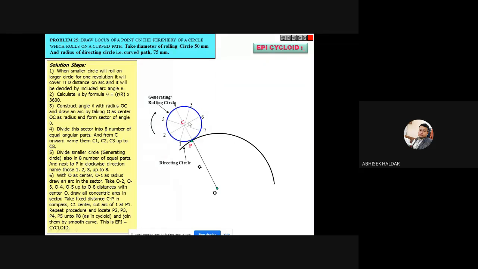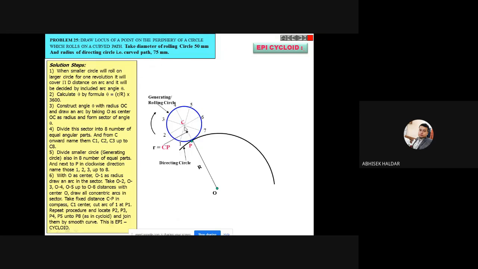You can divide this circle into 12 equal parts also, that is up to you, but as a standard at least 8 equal parts should be there. So starting from this point, 1 2 3 4 5 6 7, and as my circle is rolling in the clockwise direction, my naming or nomenclature should also be in the clockwise direction. And this is the last point, the 8th point, or the P point, which I will trace for one full revolution.